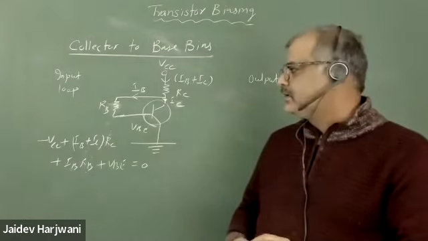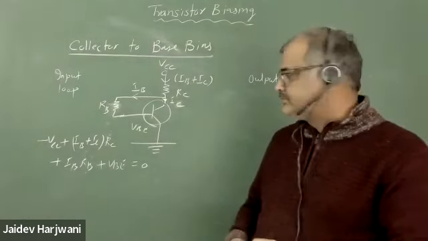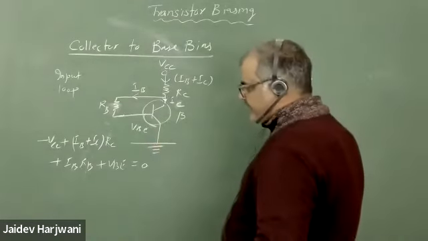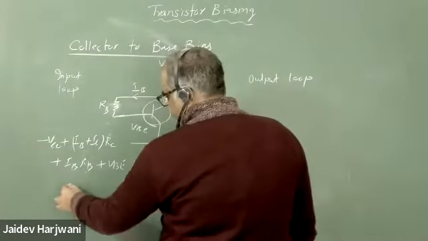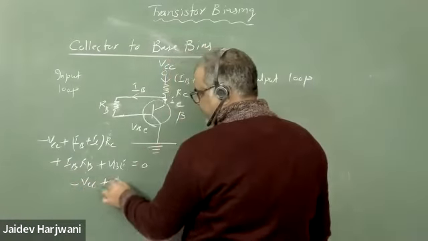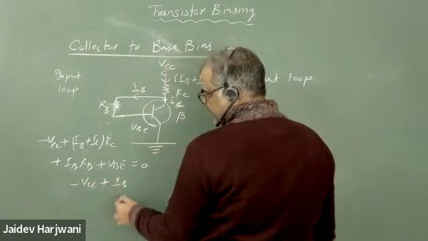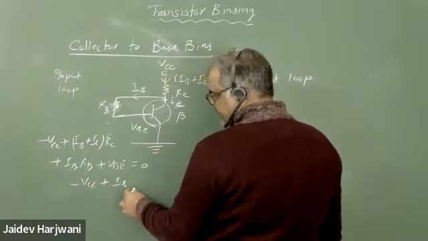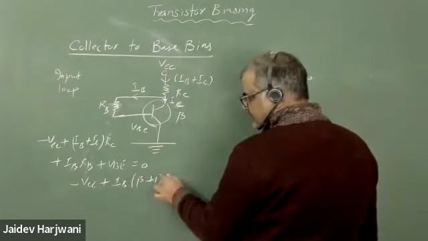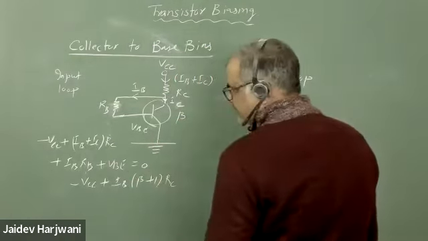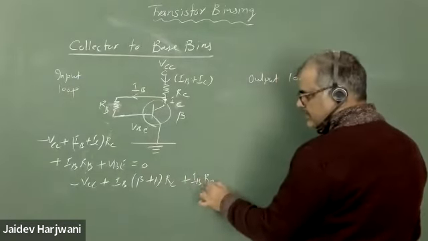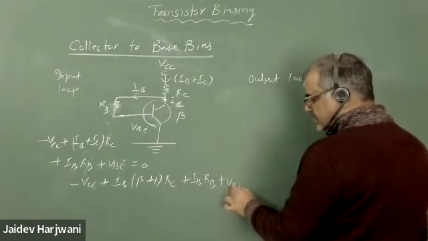Beta IB. Very good. IC equals beta IB. So you can put IC equal to beta IB. Okay. So you can write now: minus VCC plus IB RC. Let it be IB, and this will become (beta plus 1) IB, common, RC common. Okay. And then you have IB RB, and then you have VB.